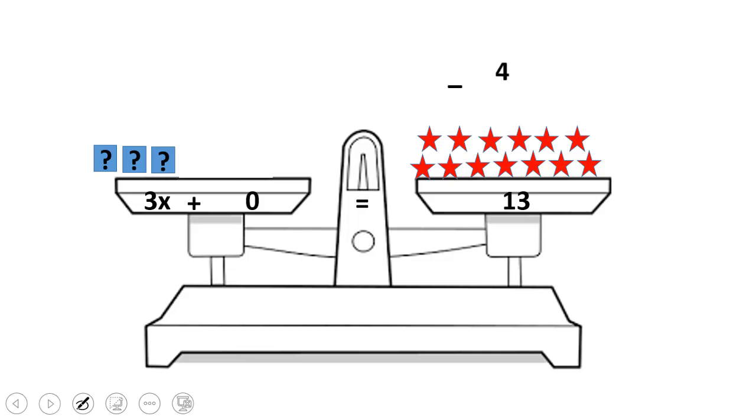However, we need to keep the equation balanced, so if I take 4 away from one side, I have to use properties of equality and take 4 away from the other side, leaving 3x plus 0 equals 9. Well, of course, we don't need to write plus 0, so we can simplify that to 3x equals 9.